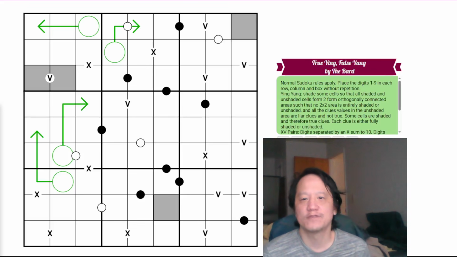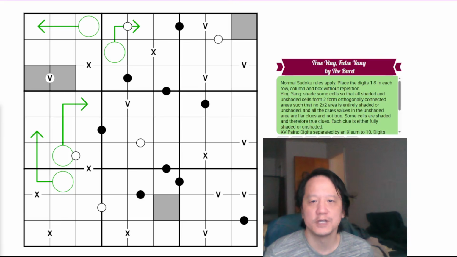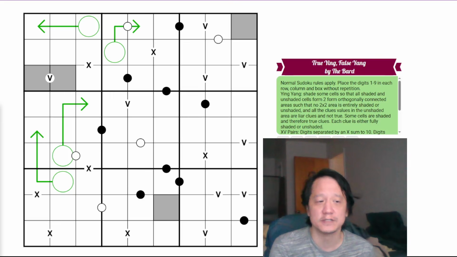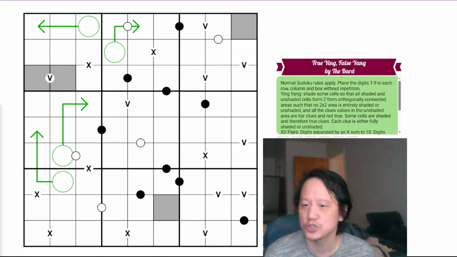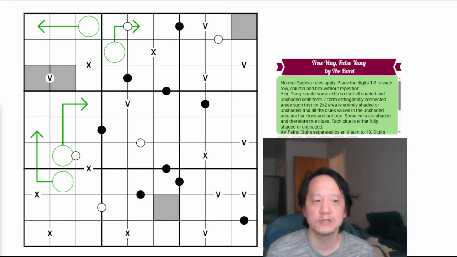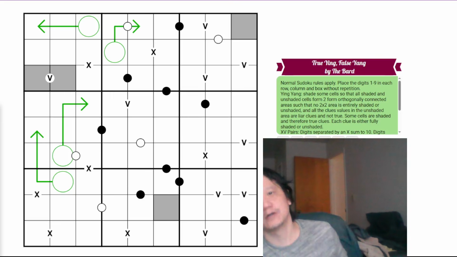Hello everyone, I'm Frank and welcome to Frank Puzzles, and this is today's easy level puzzle. And to take that easiness with a grain of salt, because it's considered easy by the people on the Logic Masters Germany forum, and there's a lot of really smart people there. Today's puzzle is called True Yin False Yang by the Bard.